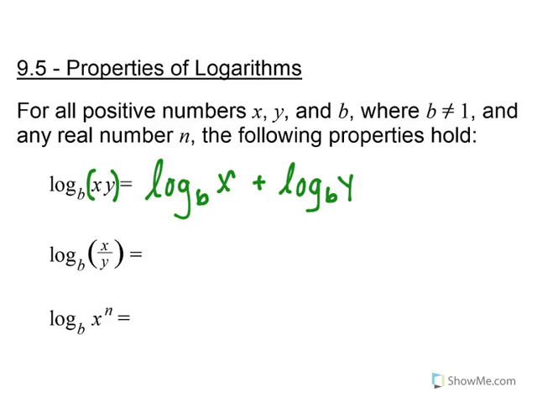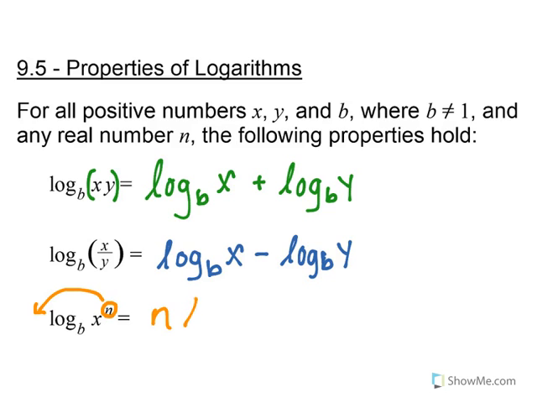Then when there is division on the inside, like you see in this second one, you can turn that into a subtraction problem. This will be log base b of x minus log base b of y, okay? And then for the third one, if there is an exponent on the inside that applies to the entire inside, in this case the exponent n applies to the x, that can be pulled out in front to become n times log base b of x.